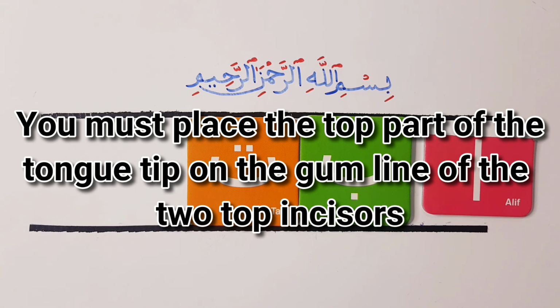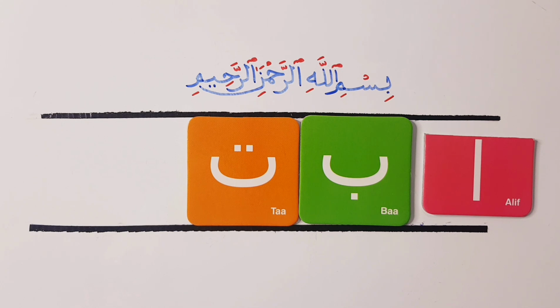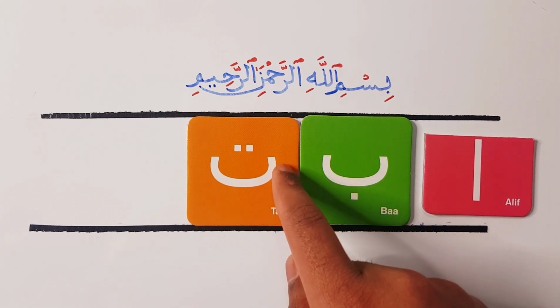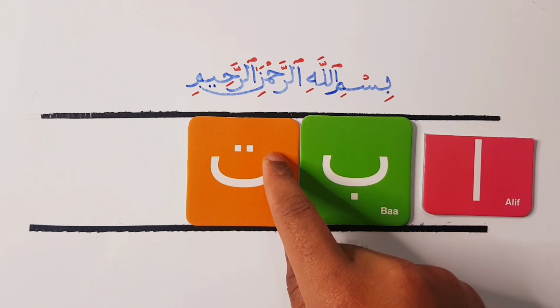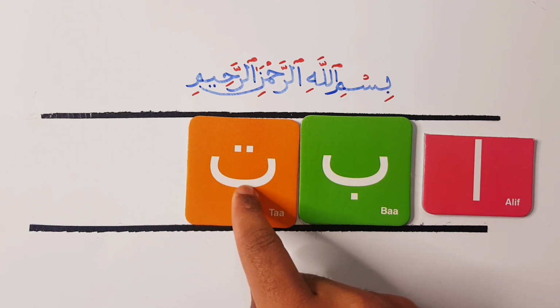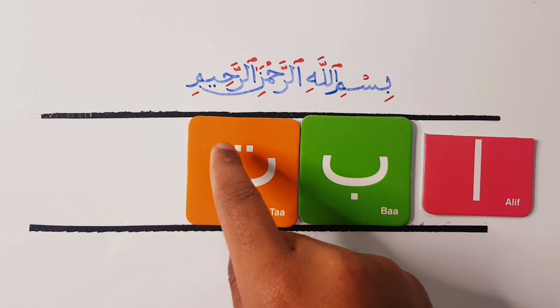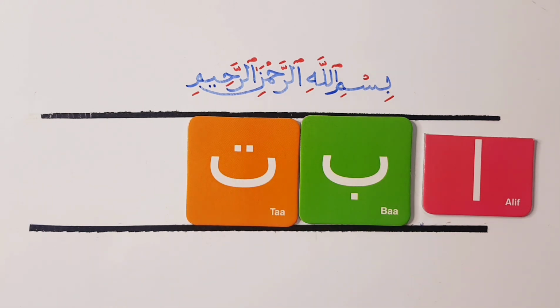Ta is more towards the tip of the tongue. Na'am. So this is going to be written in the same way that we explained the ba. 3 steps. The first step, second step, and third step. Then we put the 2 dots at the top.